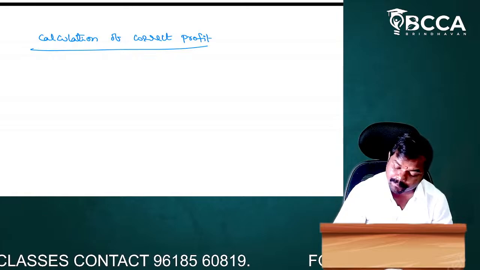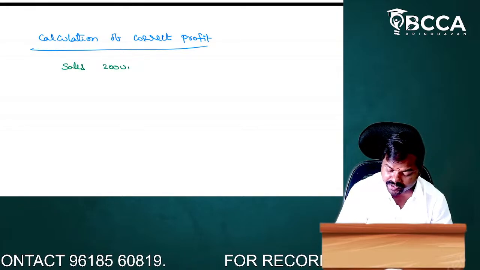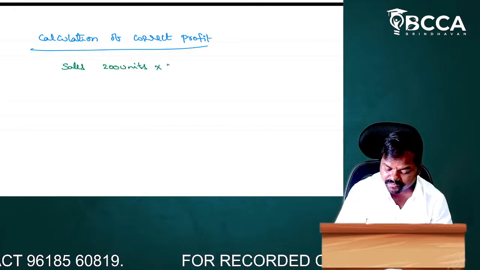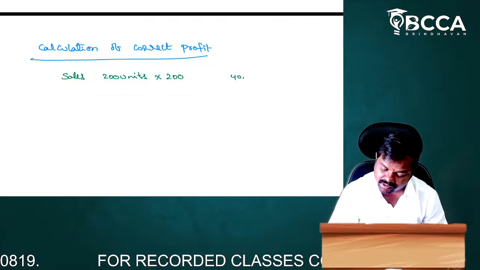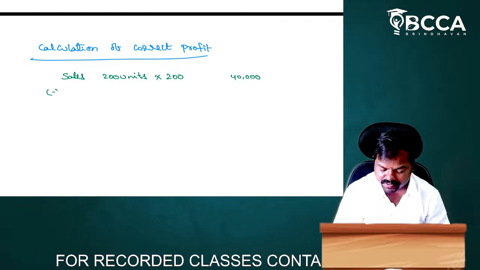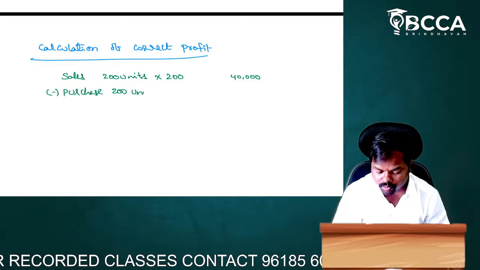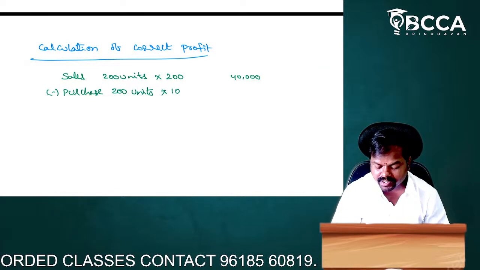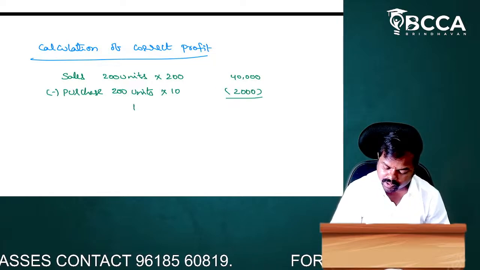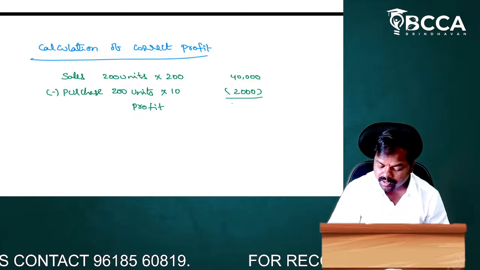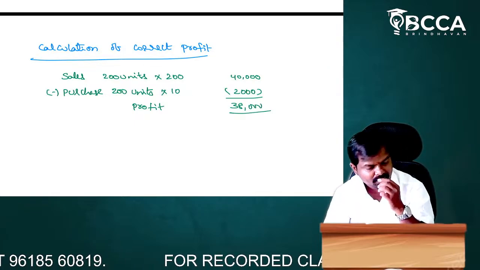Very simple. Sales. How much? 200 units. One unit they sold for 200 rupees, correct? Yes. How much amount? 40,000 minus purchase. 200 units you have to show, each one at 10 rupees. Each one 10 rupees is equal to 2,000. So correct profit is equal to 38,000. Correct profit is equal to what? 38,000.